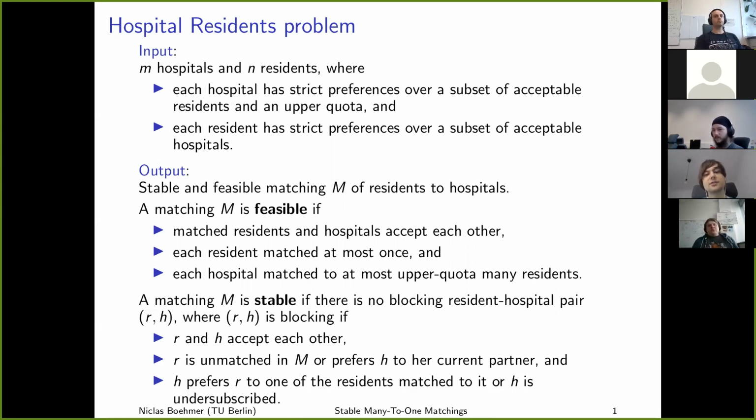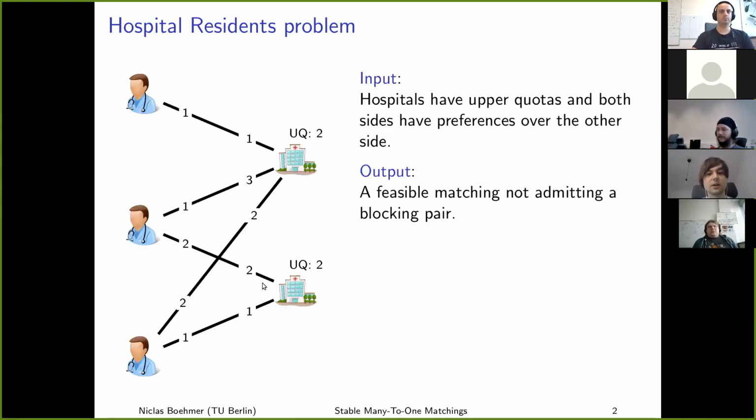Undersubscribed means that H still has free capacity left, so that below its upper quota, many residents are currently matched to the hospital, and we assume that a hospital is always okay with accommodating more residents it accepts in a stable matching. Okay, so far, this is everything on the definition of the hospital-resident problem, so I hope this was understandable. I will also now make an example.